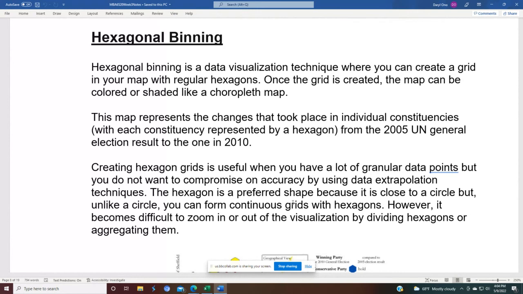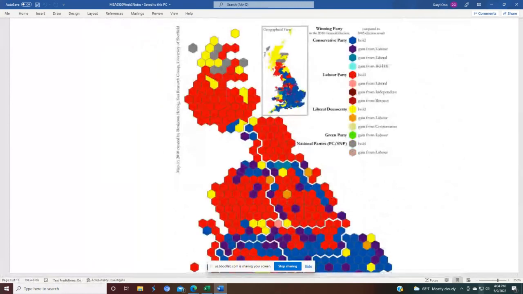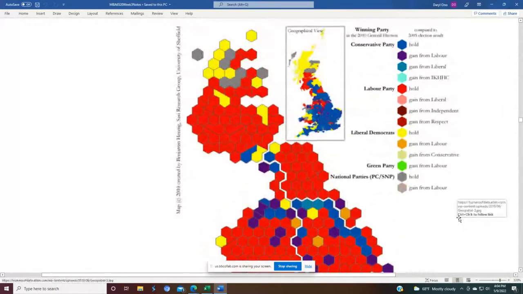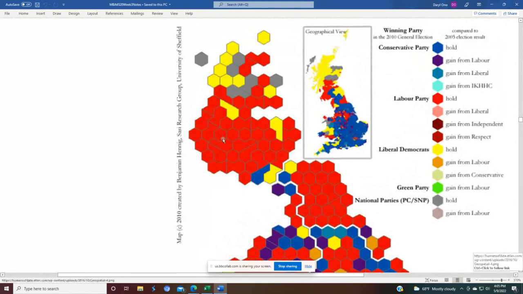The hexagon is a preferred shape because it is close to a circle, but unlike a circle, you can form continuous grids with hexagons. However, it becomes difficult to zoom in or zoom out of visualizations by dividing hexagons or aggregating them. So let me make this a little bit bigger. I think this is a map of England. And, you know, I'm not sure too much about English politics, but I think this is basically like a choropleth map of the different political parties they have in England. But you can see, if I make this bigger, that basically, what is this? It's a consolidation of hexagons.